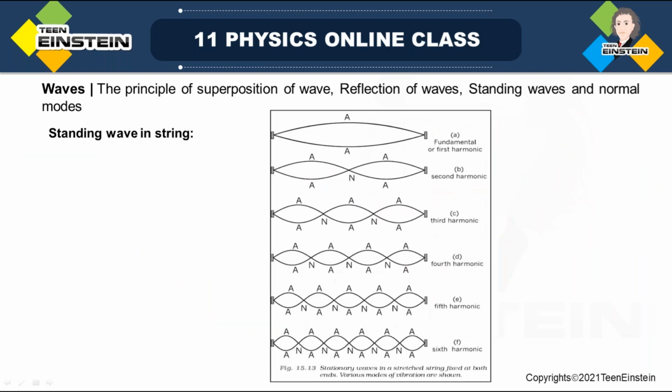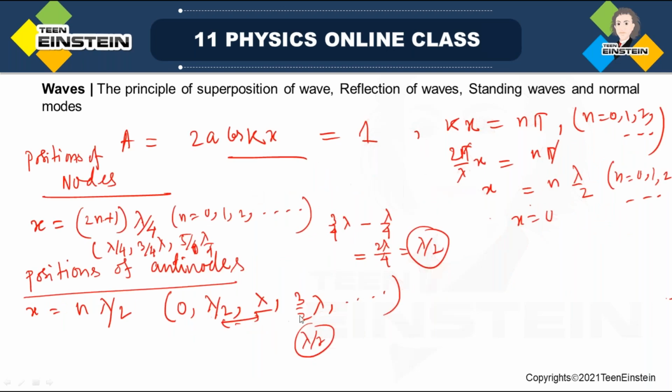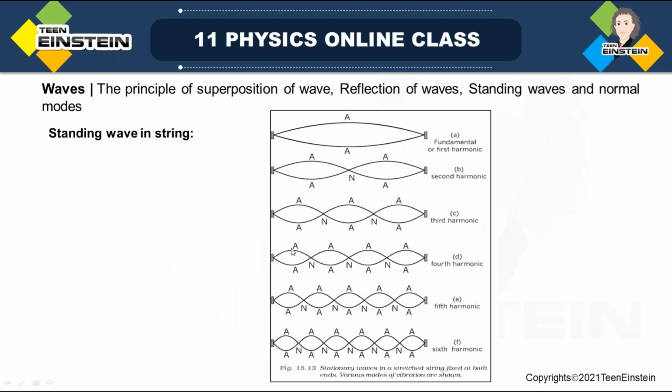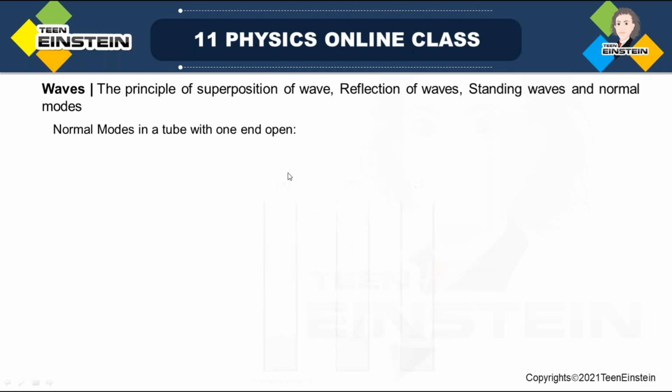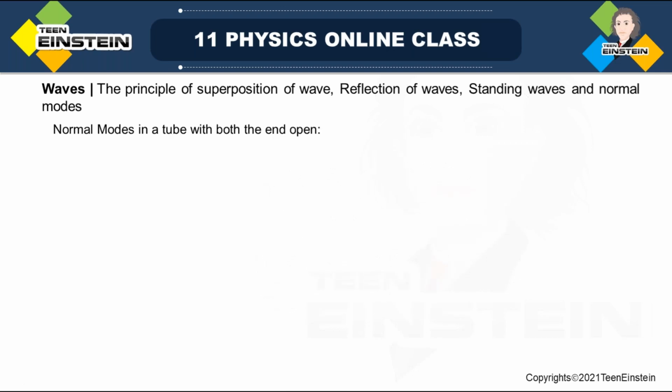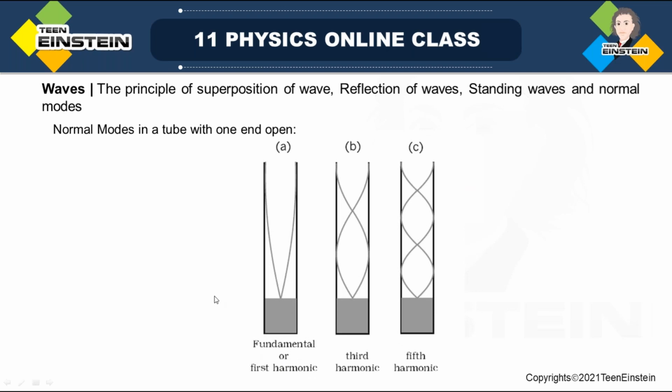All right. Next day, we have understood what nodes and antinodes are, what a standing wave is, and how standing waves are created. Tomorrow morning, I'll teach how standing waves are created in a string, then in an open organ pipe, and the normal modes in a pipe closed at one end, open at one end, and open at both ends, etc. And what beats are, and what the beat frequency is, we'll be discussing in the class tomorrow.